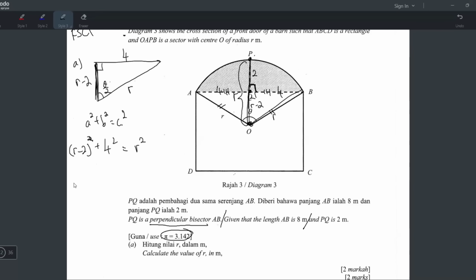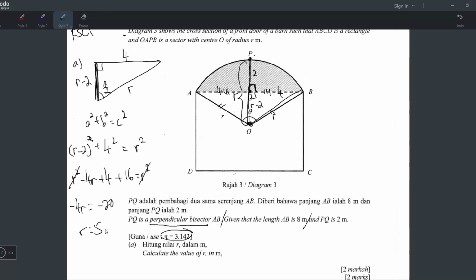Okay, expand first. R square and then r times negative 2 times 2 is negative 4r and then negative 2 square is 4, plus 4 square 16 equals to r square. R square minus R square is 0. So negative 4R equals 4 plus 16, 20. Move over, becomes negative 20. Divide negative 4 is positive 5.